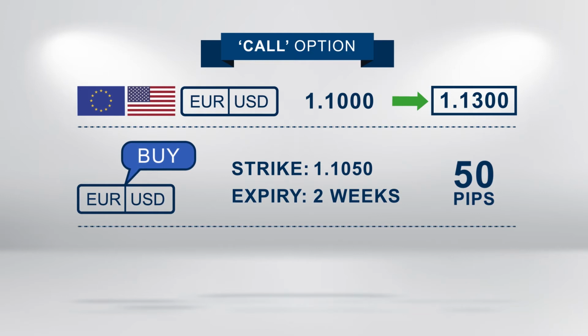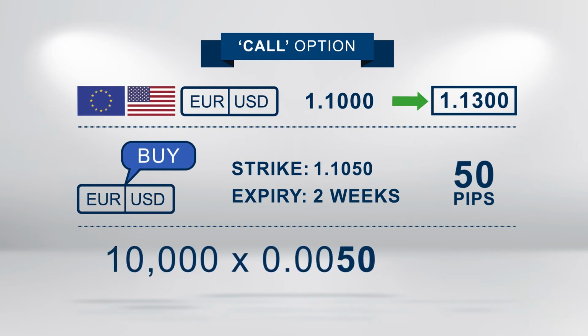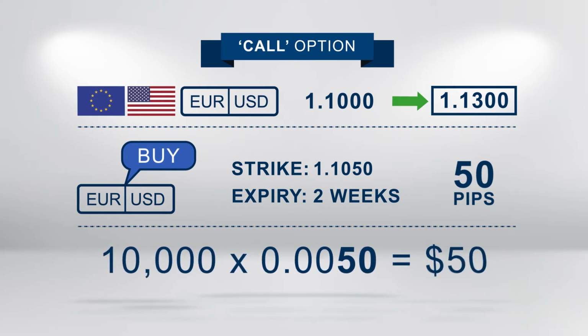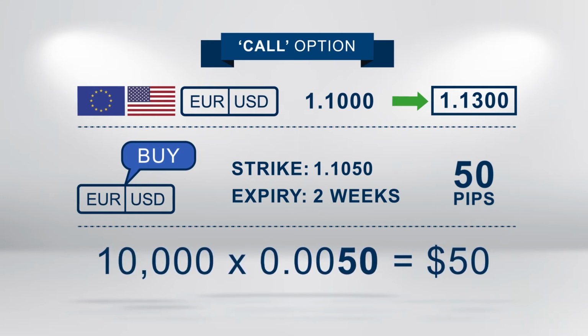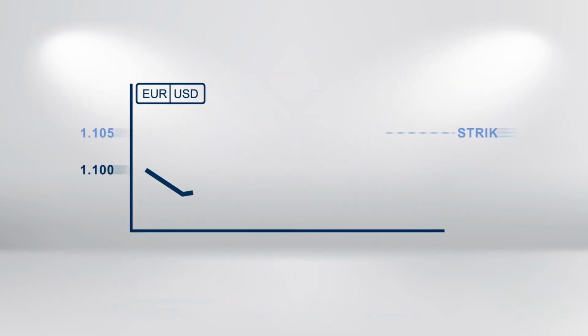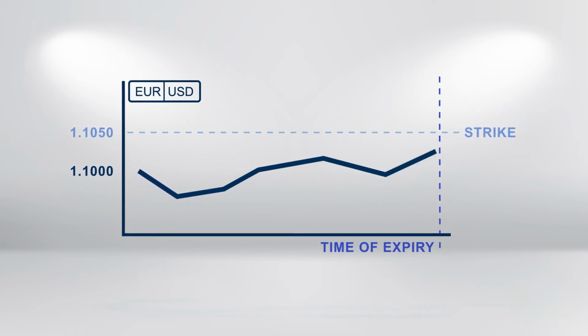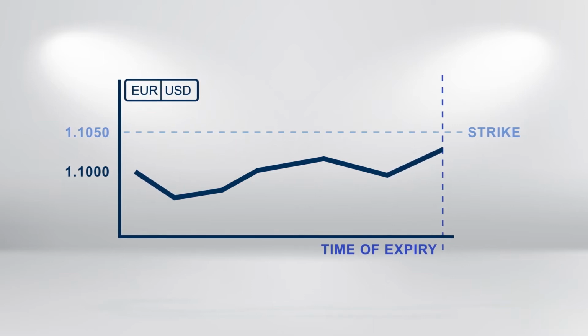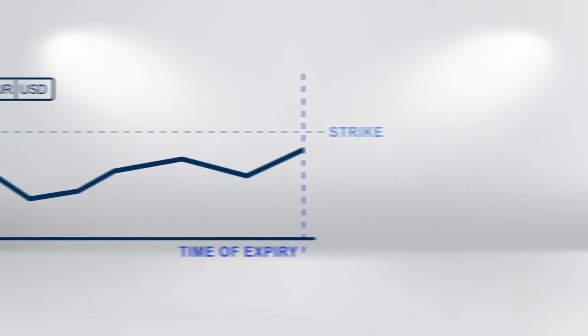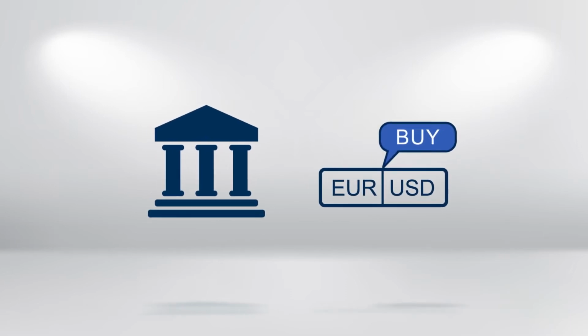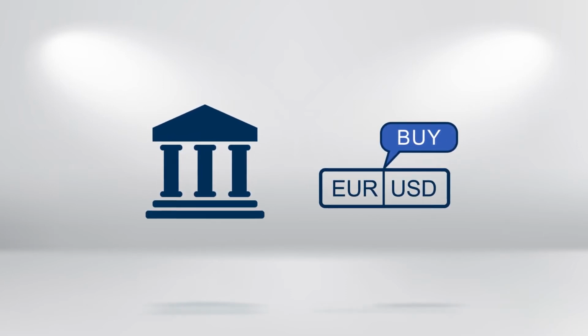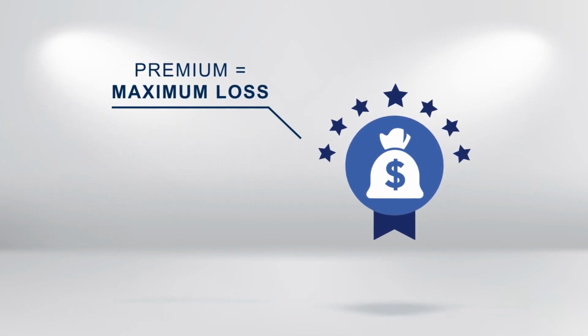So if we buy this option for a notional value of 10,000 euro-dollar, then the premium of the option will be 10,000 times 0.0050, which equals $50. If, after 2 weeks, euro-dollar is trading below 1.1050, then we will let the option expire. There's no point in buying euro-dollar spot at 1.1050 when we can buy it cheaper in the market. The premium we paid for the option will be lost. Notice that the premium is the maximum amount you can lose when buying an option.